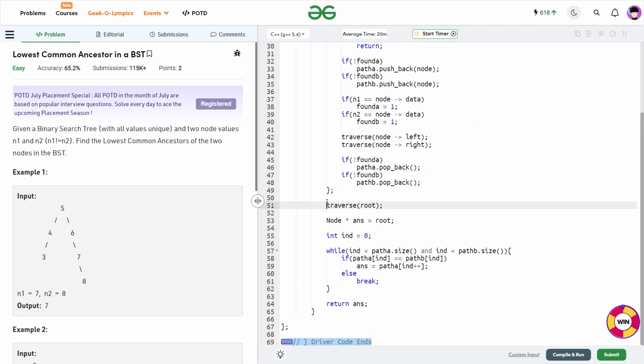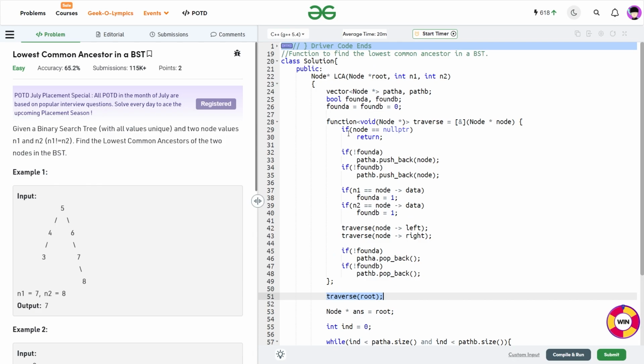At the end, what I'm doing is calling the traverse function, and let us see what is in this traverse function. As soon as I encounter a null pointer, it means I can just directly return from here. So if I have not found the first element, I'll push back this particular node in the path of the first element, or in this case I'm considering them to be A and B, right? So if I have not found the element B, I'll push the current node in the path of B. So this is similar for both of the vectors.